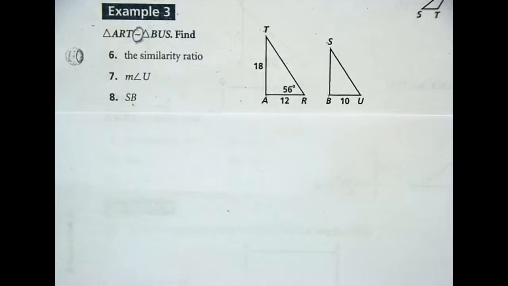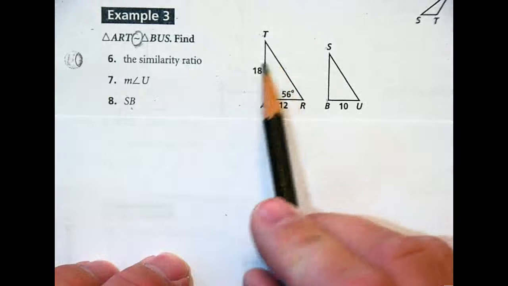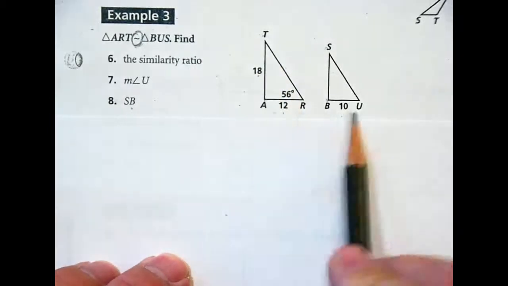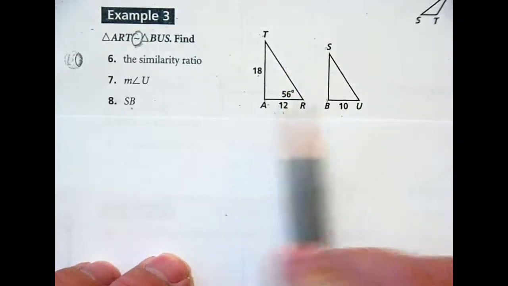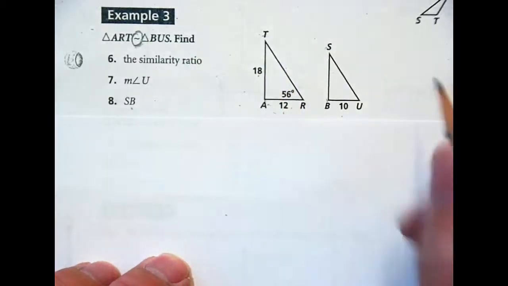Okay, so I want you to work with your groupies. Try to write out that similarity ratio. Figure out what you think U is and SB is. Pause just for a minute. Let's make sure that we're clear on similarity ratio here. So we can compare 12 to 10, right? These are the two corresponding sides that have a measurement. So 12 is to 10.